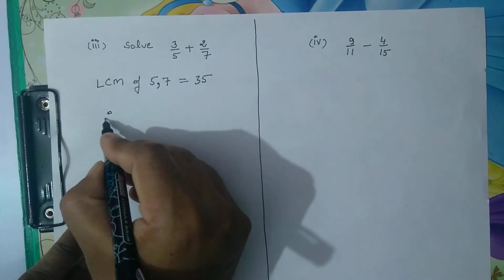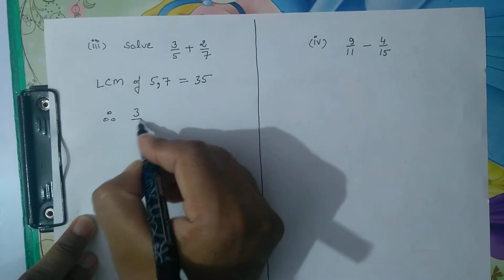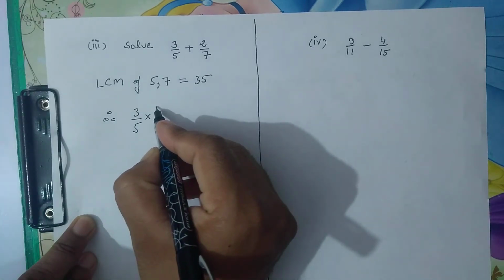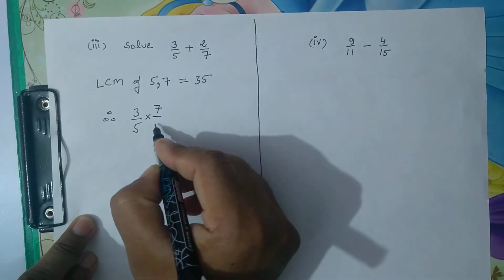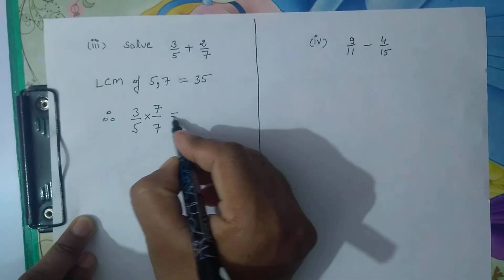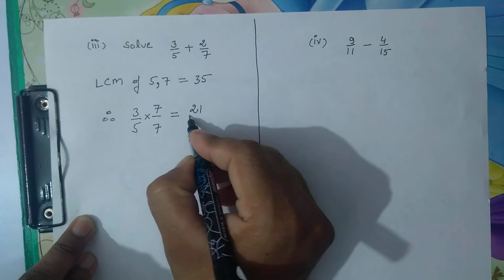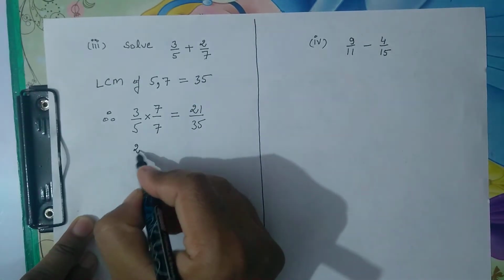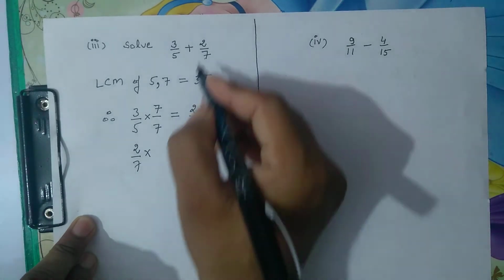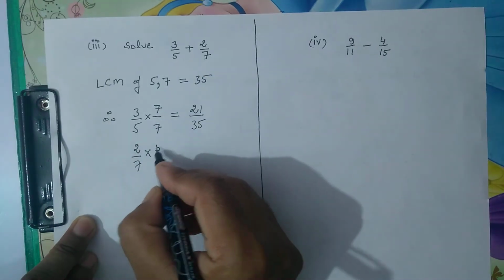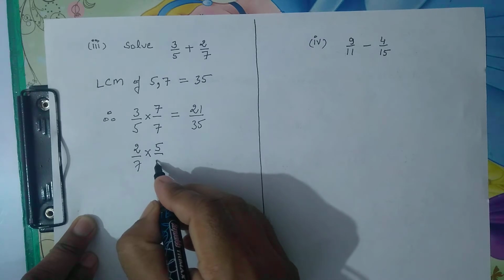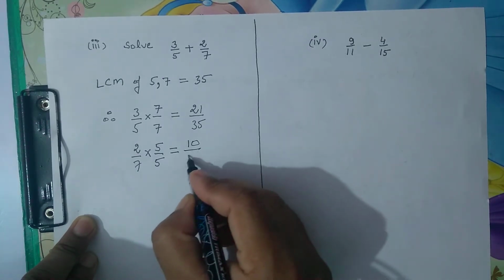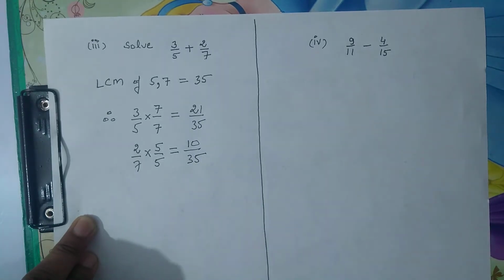So what we are going to do? 3 upon 5, multiply the numerator by 7, and the denominator also by 7. Answer is 21 upon 35. Second time, 2 upon 7 is multiplied by 5 in the numerator, also in the denominator. Answer is 10 upon 35.